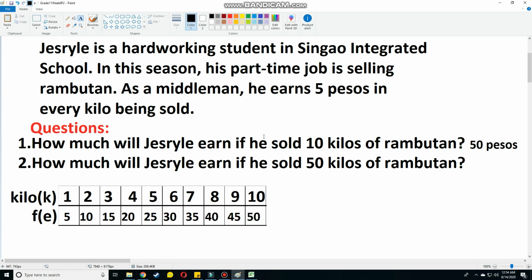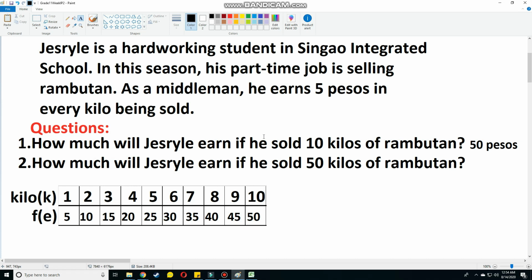How much will Jasril earn if he sold 50 kilos of rambutan? Okay, now, it would be quite impractical if we would continue our table of values up to 50 kilos. Like, for example, you would say, for 11 kilos, he would earn 55. For 12 kilos, he would earn 60. For 13 kilos, he would earn 65, and so on, up to 50 kilos.